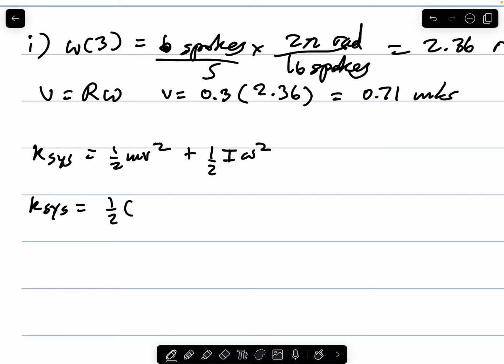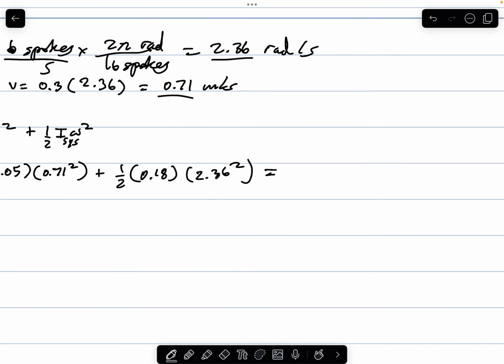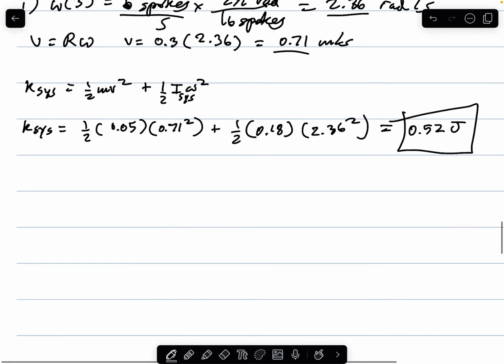And the mass of the hanging mass is 0.05. The velocity, which we found right here, is 0.71 squared, plus 1/2 the moment of inertia of the system, which is 0.18, and then the angular velocity is 2.36. So when you plug it into the calculator, you're going to get the total kinetic energy of the system equal to 0.52 joules.